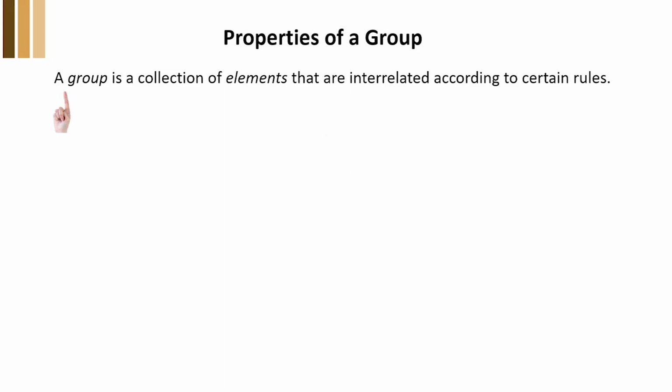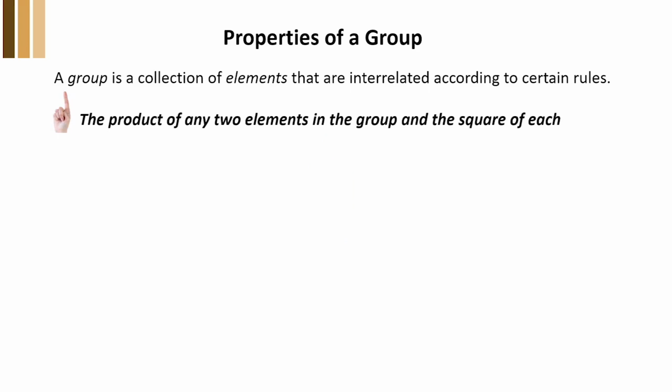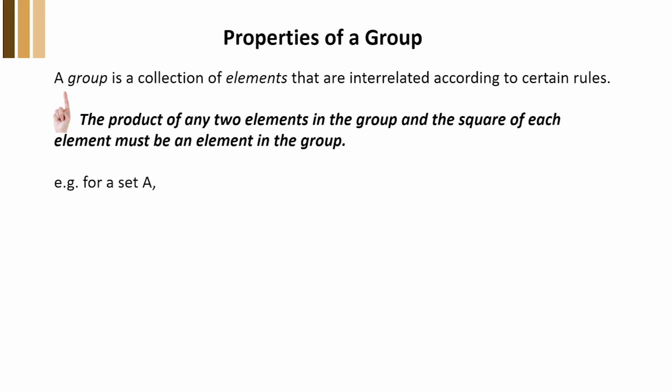Point number 1 states that the product of any two elements in the group, and the square of each element, must be an element in the group. What does it mean? It means that if there are any two elements like E into A, so the product of E into A is equal to A, or if A dot B is equal to C, then all these components A, B, C and E should belong to the set that we are talking about, and it should be true for every element within the set.